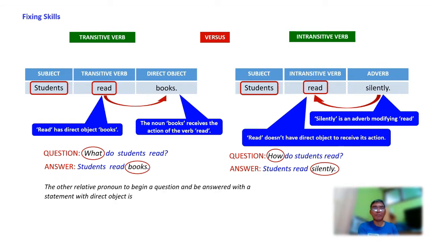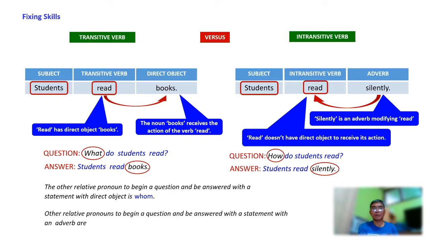The other relative pronoun to begin a question and be answered with a statement with direct object is whom, while the other relative pronouns to begin a question and be answered with a statement with an adverb are why, when, where, or to what extent.